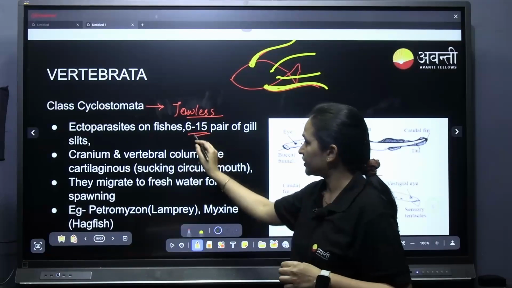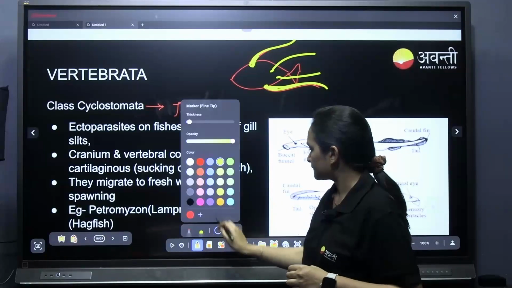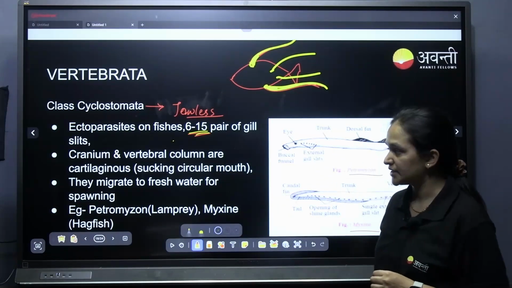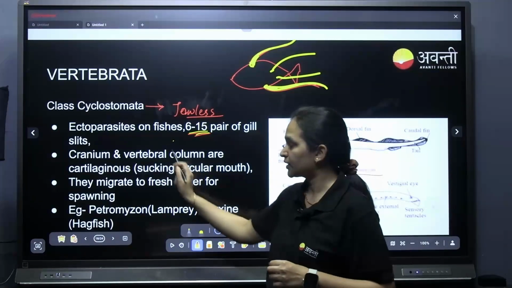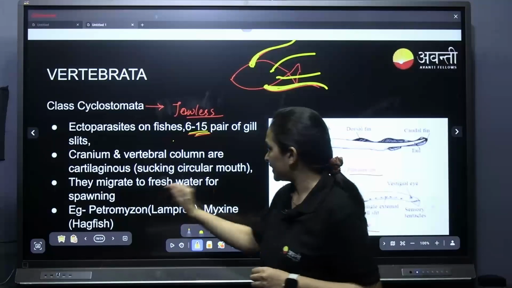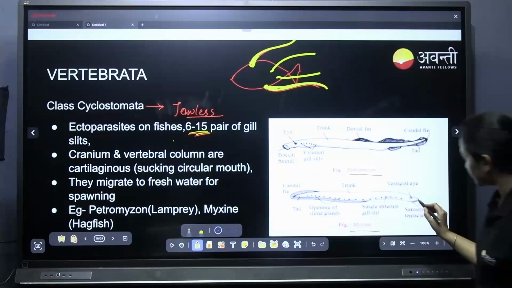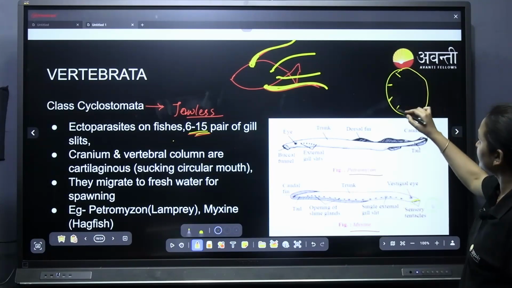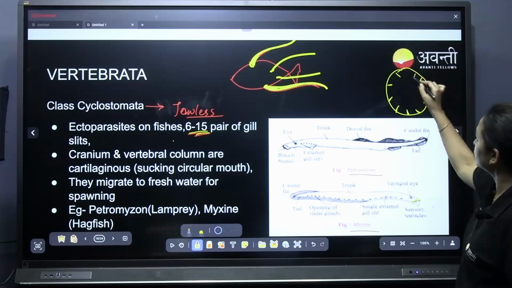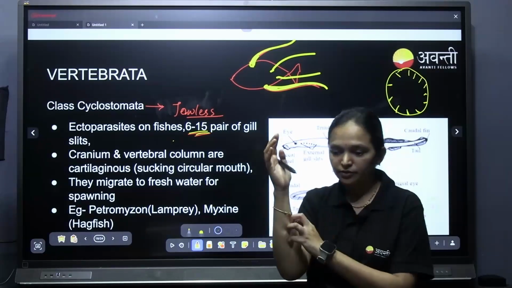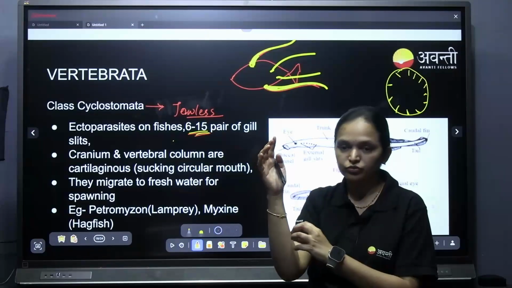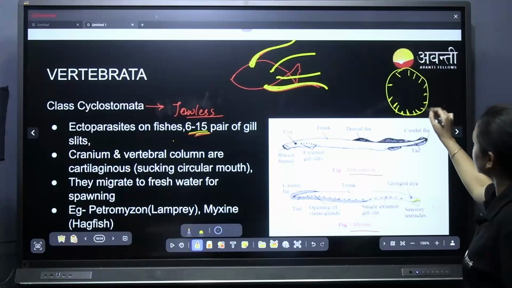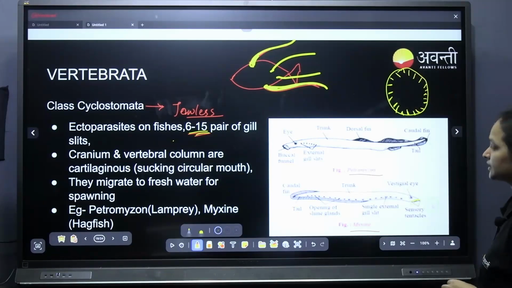This becomes one of the important things: 6 to 15 pairs of gill slits are present, and the cranium and vertebral column are made up of cartilage. And they have a circular mouth. If you see its mouth, it is circular. If I show it this way, the circular mouth will be like this, and they don't have jaws, but they have appendages to suck on, to hold on to the host organism. Such circular appendages. If you open it, the mouth will be like this, a circular mouth.